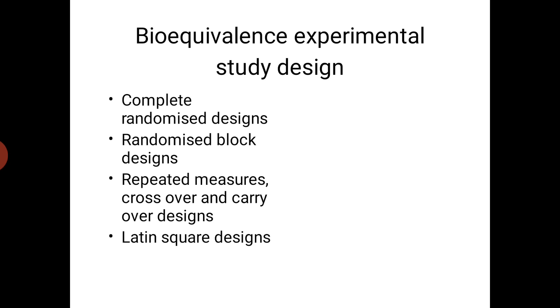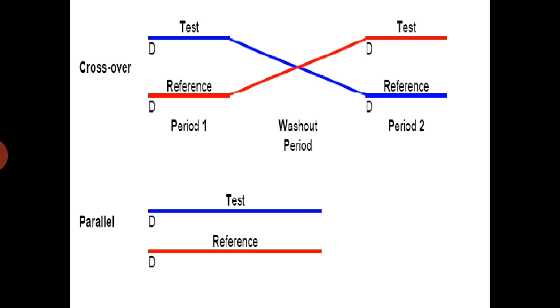Next is repeated measures, crossover and carryover design. Here is an example of a crossover and a parallel design. In the crossover design, the selection of the group will be homogeneous based on inclusion and exclusion criteria. If we have two products to test, a reference and a test, we divide the people into two. The first group will be given the test in the first study period, and the second group will be given the reference. In the second study period, the group who received the test initially will receive the reference, and the group who initially got the reference will get the test. Now all the members have got both the test as well as the reference. This is a crossover design.